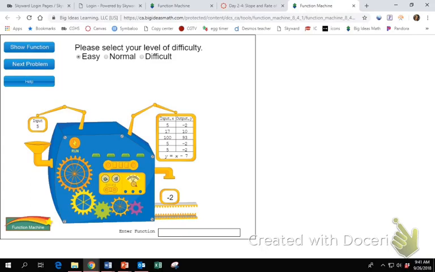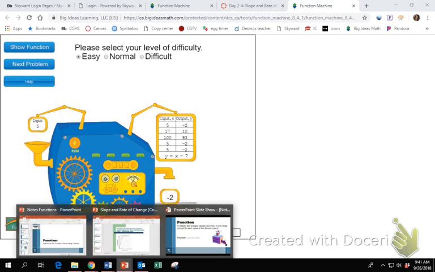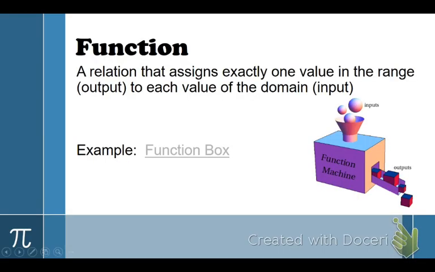So for every input, I'm going to get the same output out of the box. Does that make sense? If I put 5 in, I'm going to get negative 2. I put 5 in, I'm going to get the same output. Okay? Does that make sense to everybody? That is the definition of a function now. A relation that assigns exactly one value of output to each value of the domain. Meaning, if I put in an x, I'm going to get the same y value every time I put in that x. Okay?